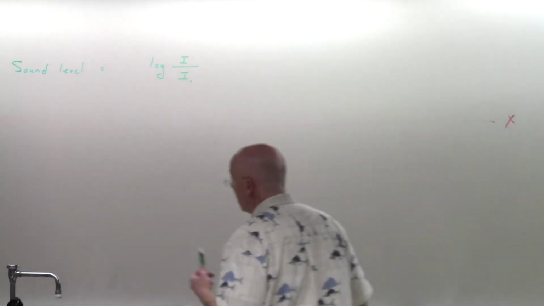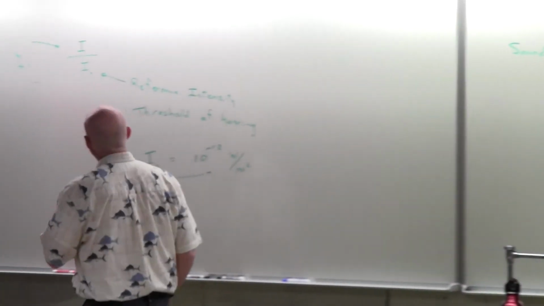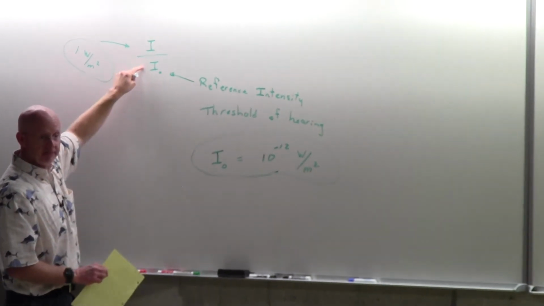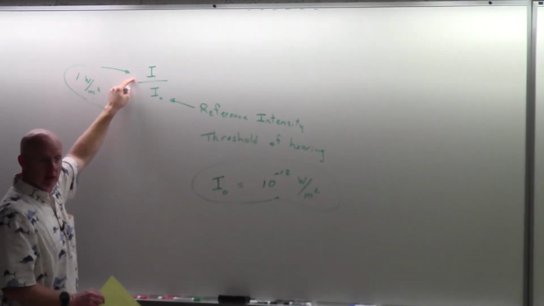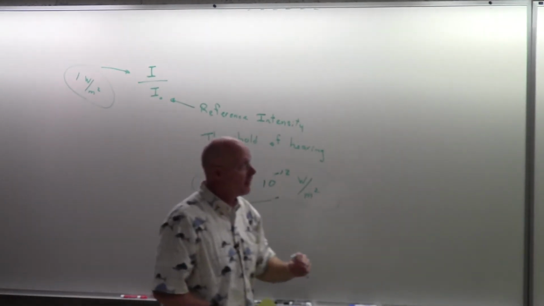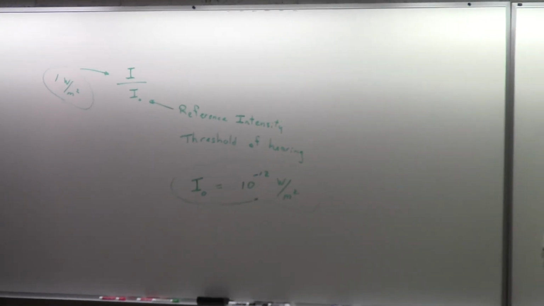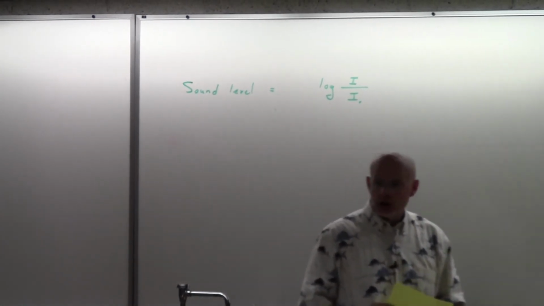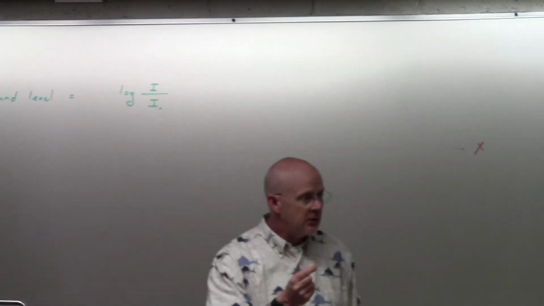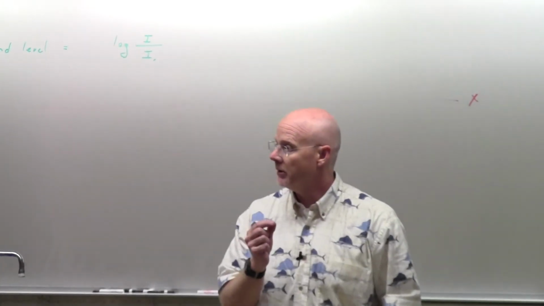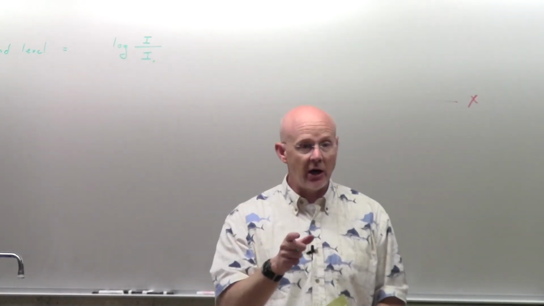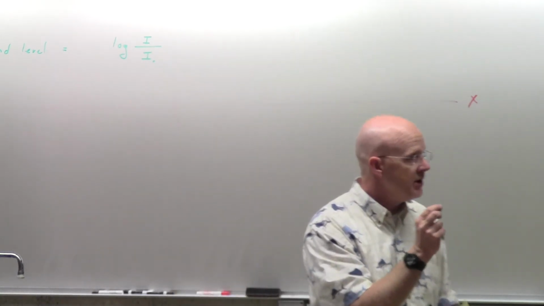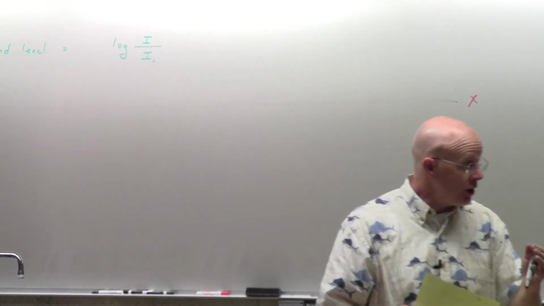And if you look at the numbers we are dealing with, if you were just barely hearing it, these two numbers would be the same, right? And so that ratio would be 1. And what is the log of 1? Log of 1 is 0, right? So a sound level of 0 means that's where you first start to hear it. If it was less than 1, the log of something less than 1 would be negative. So a negative sound level means it's too small. A human ear can't hear it. But at 0, you can just begin to hear it.